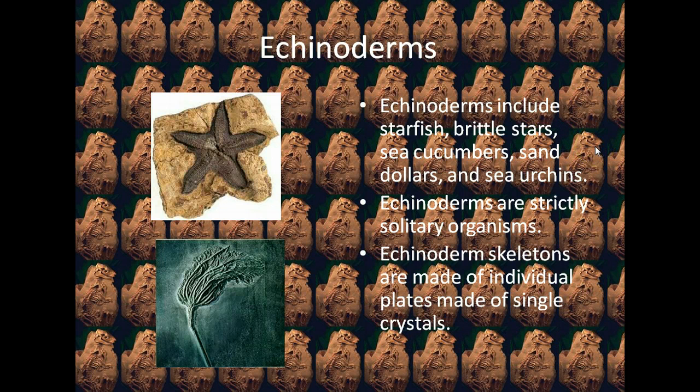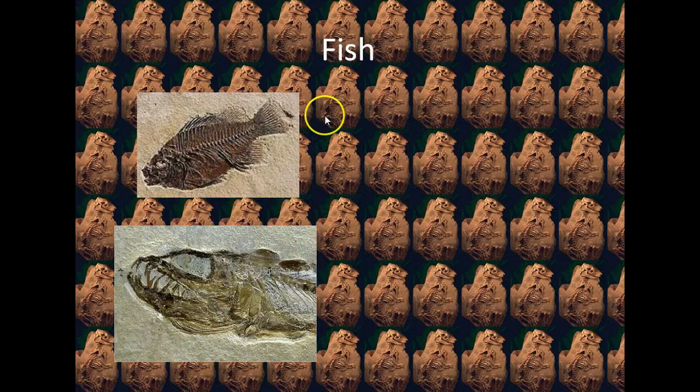Echinoderm skeletons, they are very unique. They are made of individual plates made of crystals. That is something you will rarely ever see in organisms. The next group we'll touch upon is fish.